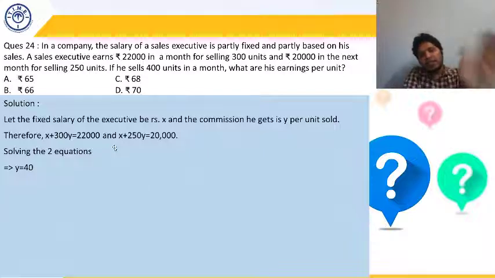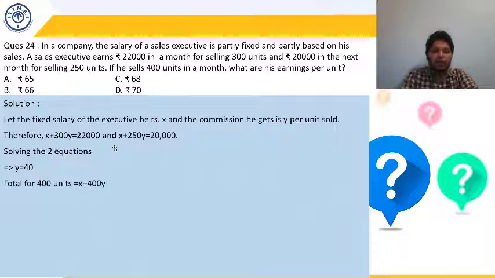Now the question is asking, if he sells 400 units in a month, what are his earnings per unit? So for 400 units, his earning is going to be X plus 400Y. Why is it so? Because X is the fixed part which he will be getting anyhow whether he is selling something or not, and Y rupees he will be getting as an incentive for selling 1 unit, and he is now selling 400 units. So he will be getting 400Y as the incentive part and X as the fixed part. So for selling 400 units, his total salary is going to be X plus 400Y.